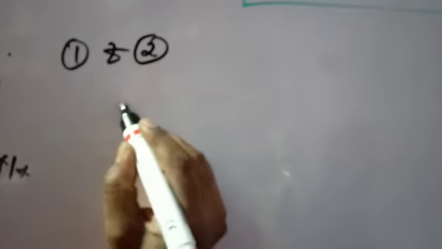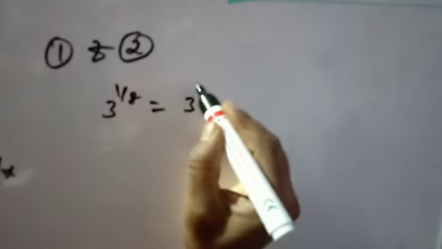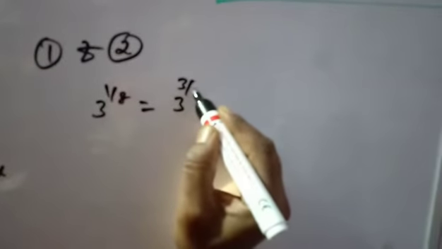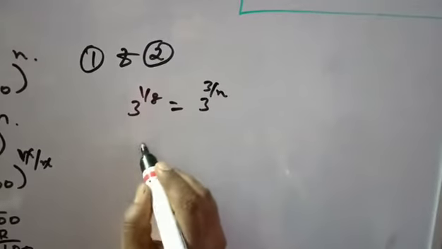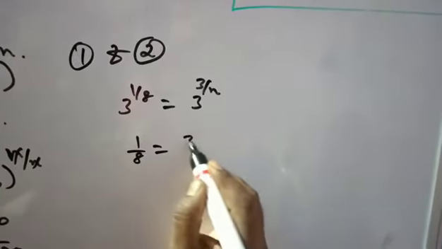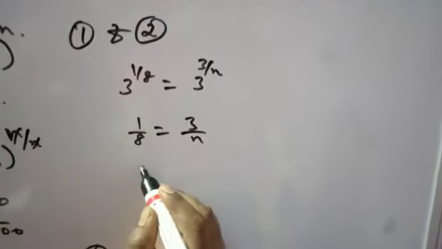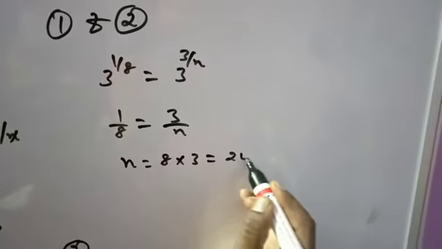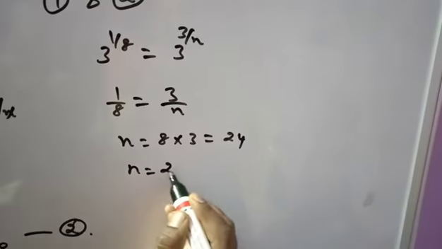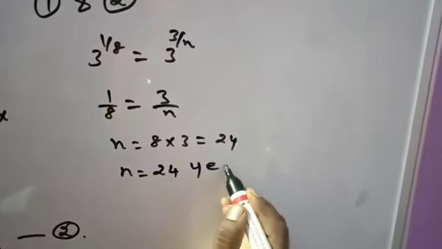From equation 1 and 2, we have 3 power 1 by 8 equal to 3 power 3 by n. So both bases are 3. So we can take 1 by 8 equal to 3 by n. We can cross multiply. n equal to 8 into 3 equal to 24. So n equal 24 years.